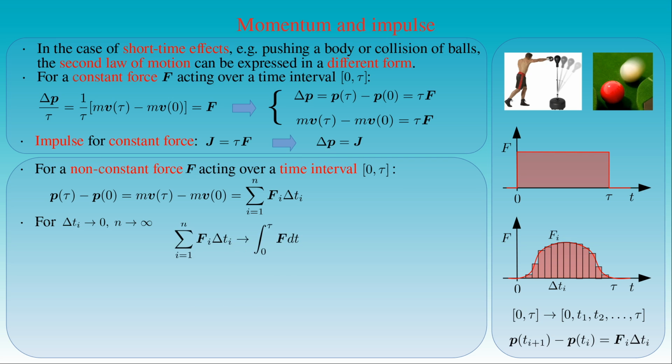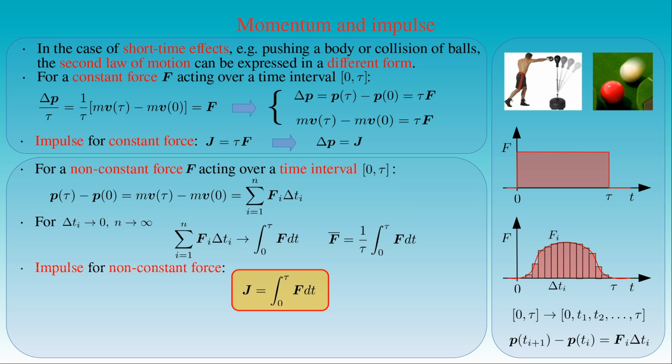This limit is equal to the integral of the force F with respect to the time t from the initial time 0 to the time tau. Now we introduce the time average F bar of the force acting over the time interval between 0 and tau, defined by 1 over tau times the integral of the force F with respect to the time t from the initial time 0 to the time tau. At the same time, we define the quantity impulse J in the general case by the integral of the force F with respect to the time t from the initial time 0 to the time tau.